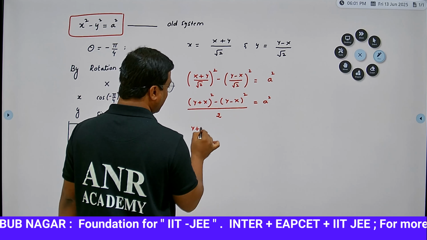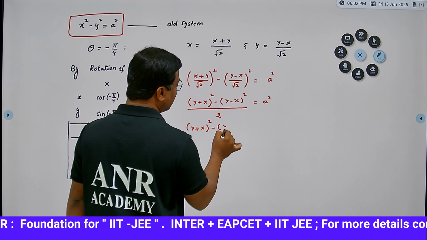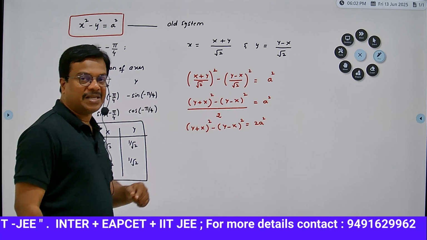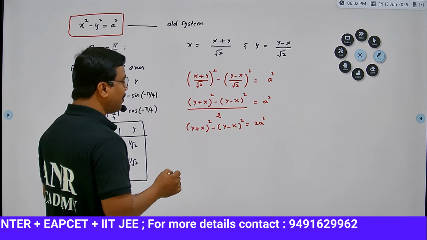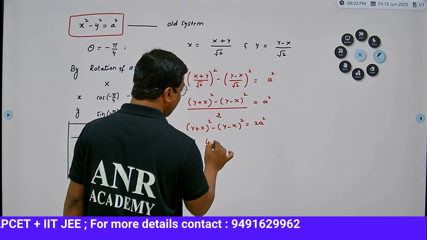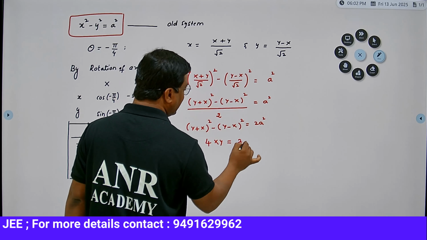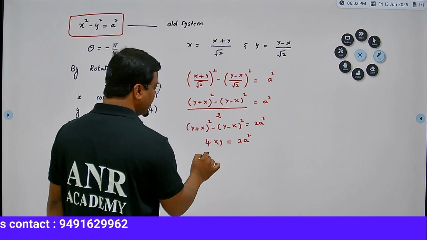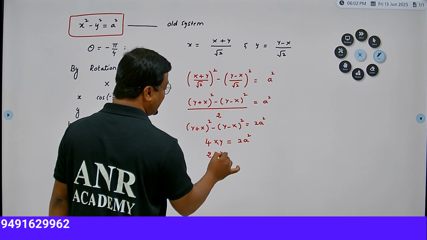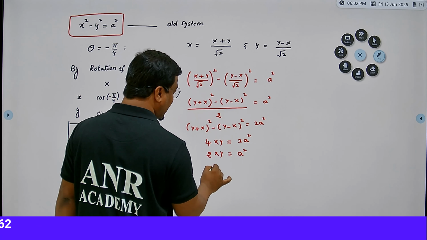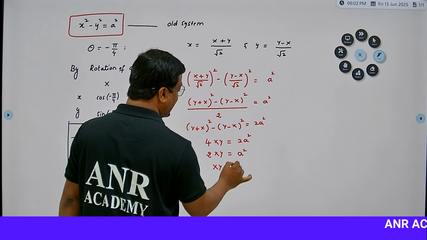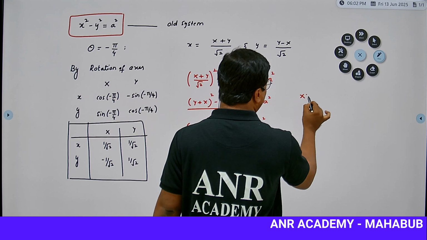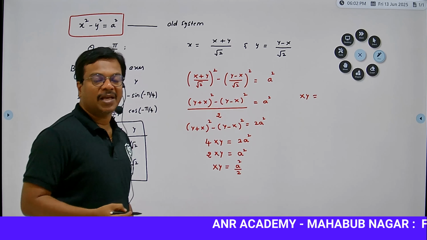This is like (a plus b) whole square minus (a minus b) whole square. You know that (a plus b) whole square minus (a minus b) whole square is 4ab, so here we get 4 times capital X and capital Y. This is equal to 2 times a square. Cancelling 2 on both sides, 2 times capital X capital Y becomes a square, so capital X into capital Y becomes a square divided by 2. And also you can write capital X into capital Y, that is a square by 2.